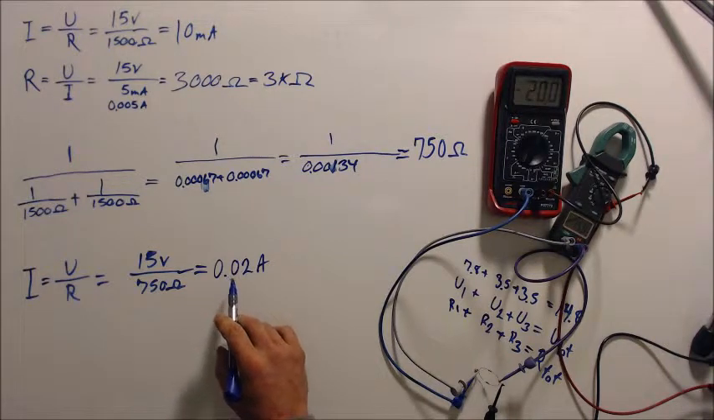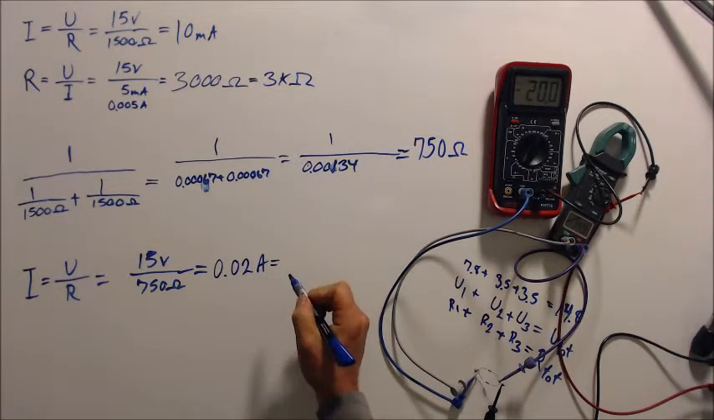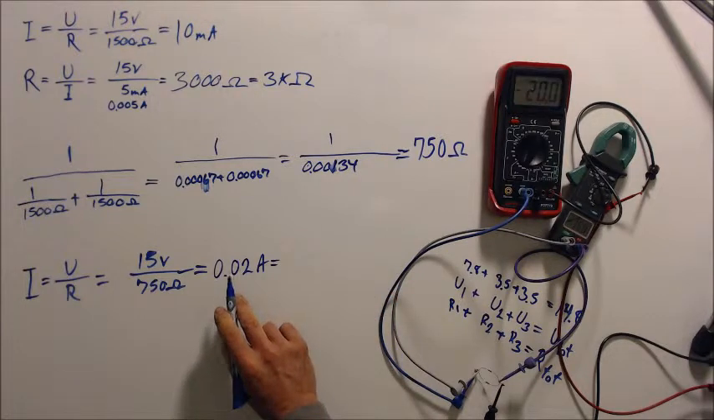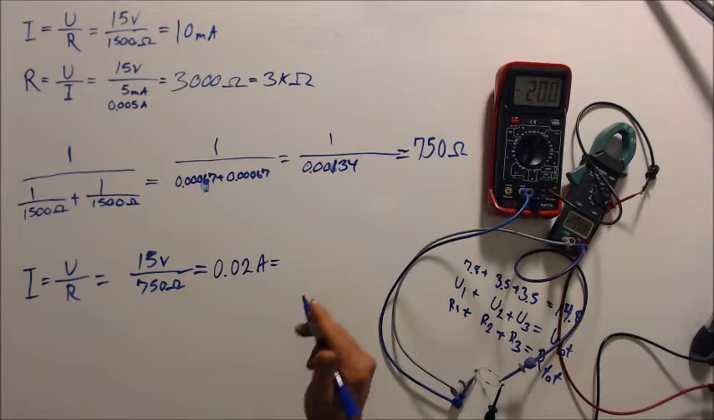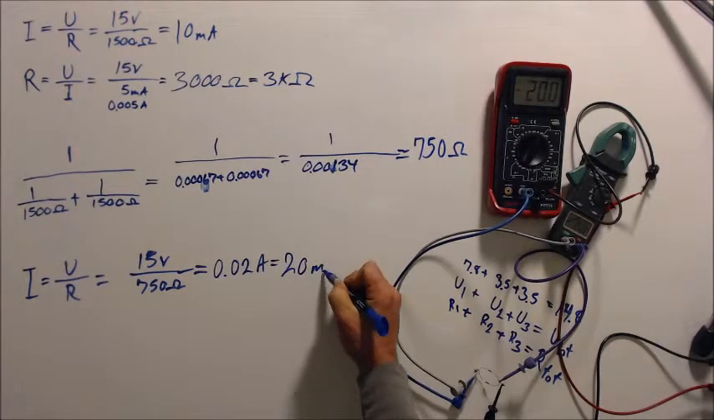And so this is the milli, which means 1,000. Then we got 100 here. We got the tens there. Let's look at that. 20 milliamps.